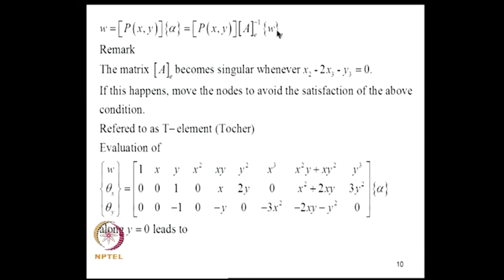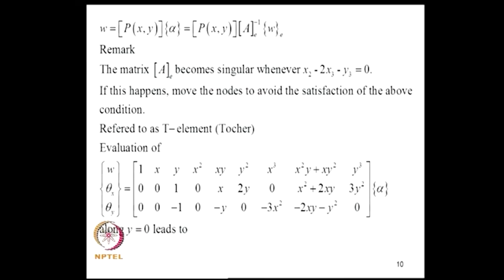Now, a comment needs to be made at this juncture. This matrix A E becomes singular whenever this condition is satisfied, x 2 minus 2 x 3 minus y 3 equal to 0. So, for elements which have the geometric property satisfying this condition, the A matrix will become singular. If you encounter this situation, you have to remesh and move the nodes. So, you have to check that.